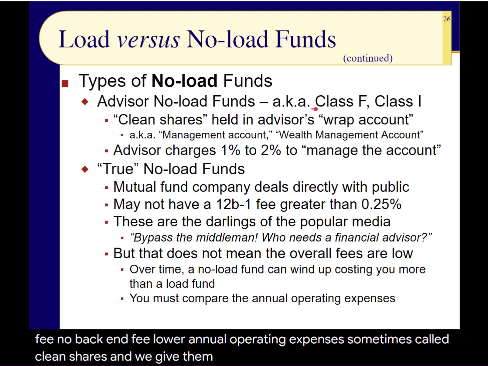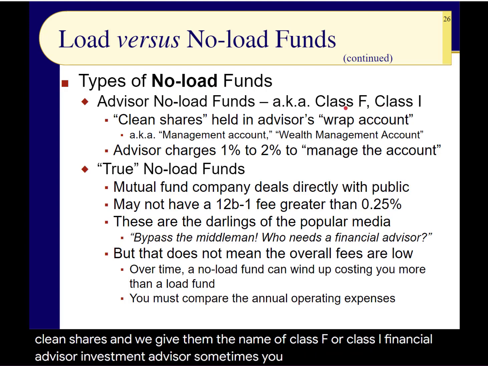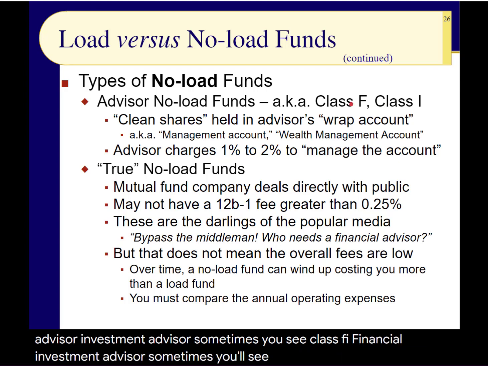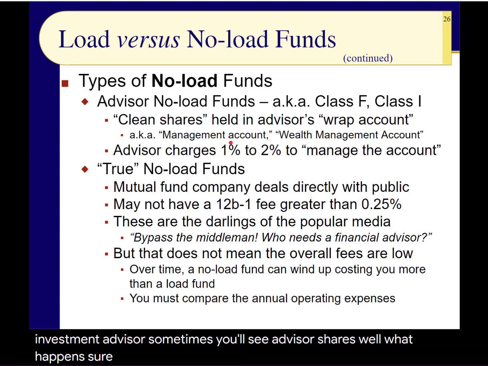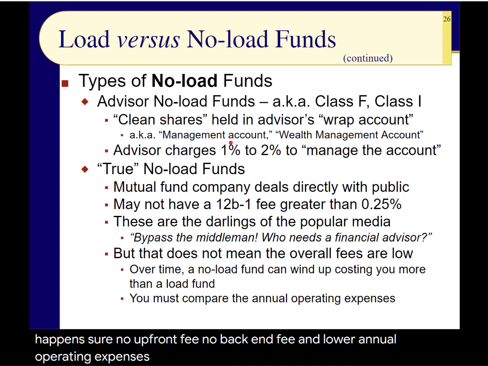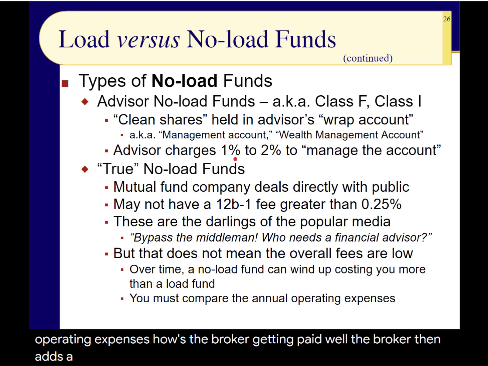and we give them the name of Class F or Class I, financial advisor, investment advisor. Sometimes you see Class FI, financial investment advisor. Sometimes you'll see advisor shares. Well, what happens? Sure, no upfront fee, no back-end fee, and lower annual operating expenses. How's the broker getting paid? Well, the broker then adds a typically 1 to 2%.